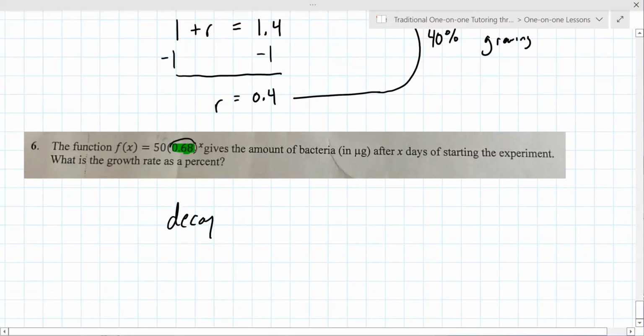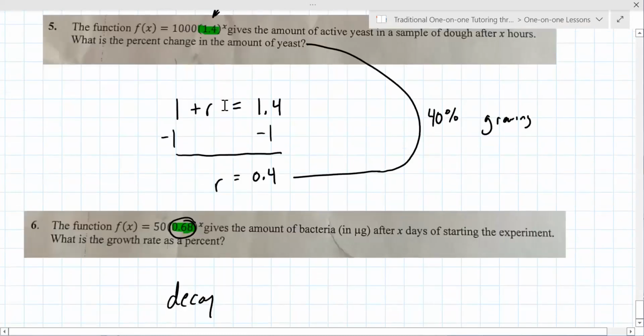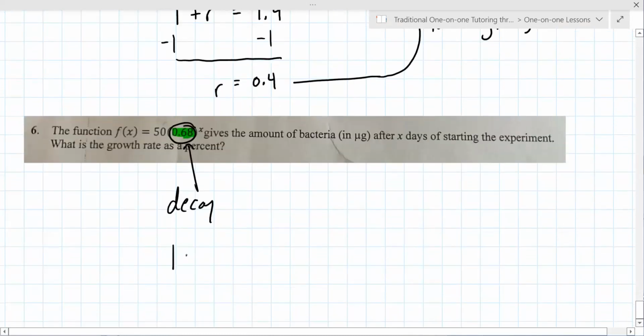It's decay if that number is less than 1. You look at the previous problem, oh, it was bigger than 1, it was growth. That's what you're looking for. So then you can write this form. You can say, oh yeah, it's 1 minus r equals 0.68.